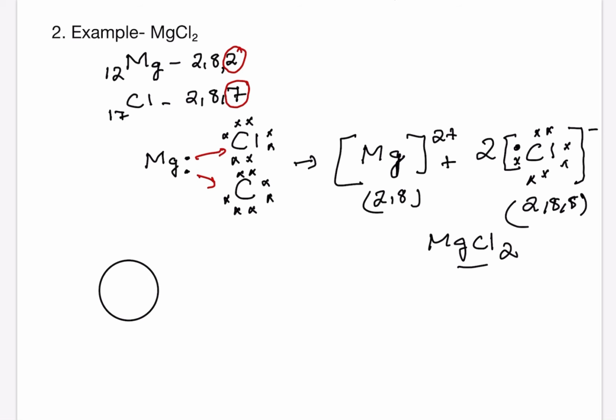Another way of showing this is again making 2 circles. This is for magnesium, and then there are 2 chlorines, so we can make 2 circles. Now the size is the same, so we can do that.